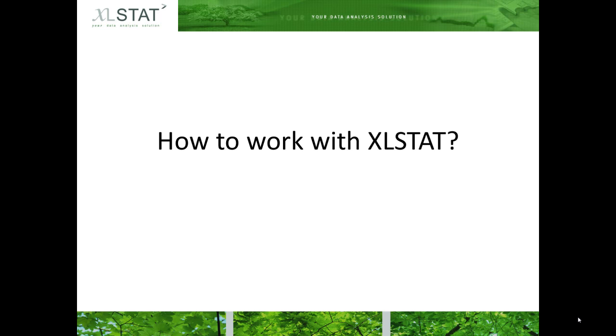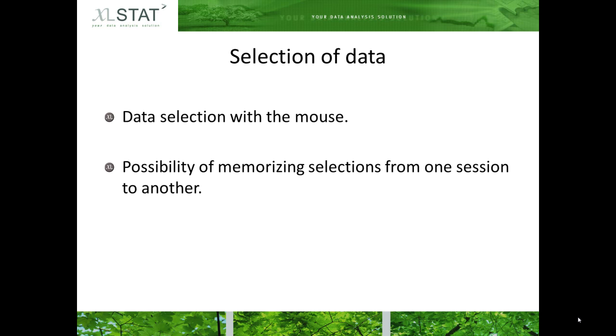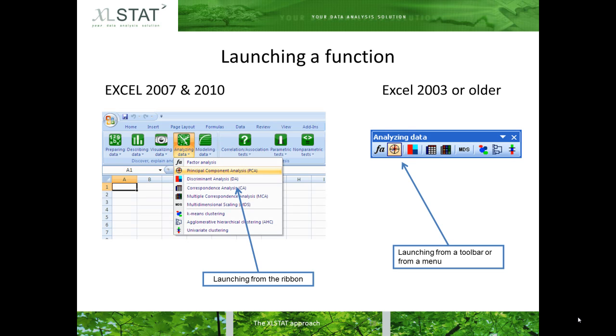Now let's see how to work with XLSTAT. Let's focus on the selection of data. The data are selected with the mouse. And there is a possibility of memorizing selection from one session to the other. Depending on the Excel version that you have, there is a different way of launching a function. If you have XLSTAT 2007 and 2010, launching the function will be done from a menu. If you have Excel 2003 or older, launching a function will be done from a toolbar.